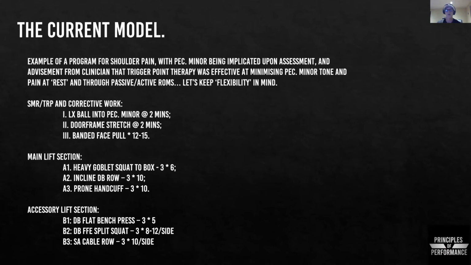So again, dumbbell flat bench, you pin your scaps in retraction and downward rotation. Again, pec minor just gets shortened and it becomes a stabilizer. So we're not improving the contractility of this muscle. Dumbbell front foot elevated split squat, whatever. I mean, we're just working off the heavy goblet squat. And then single arm cable row. Again, a lot of people coach a row as retraction through the rhomboid, the scap. And I like to coach a reach.